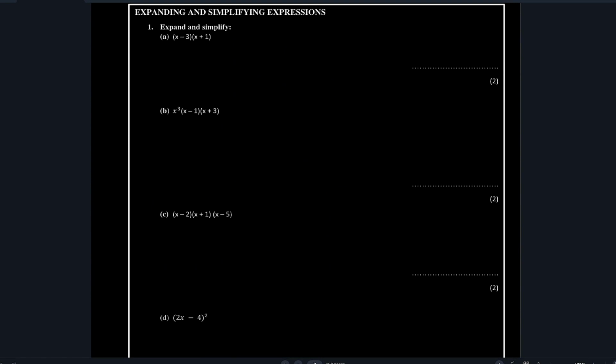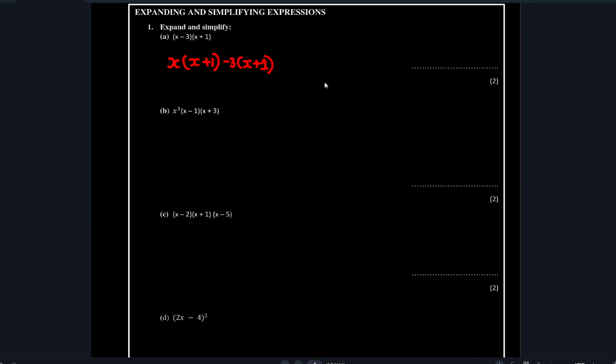You must understand how to work out questions on expanding and simplifying expressions. For instance, here we are told to expand and simplify (x - 3)(x + 1). Given this question, in order to expand this, we're going to take the first term of the first bracket times the two terms in the second bracket, and the second term, which is minus 3, times the two terms in the second bracket.